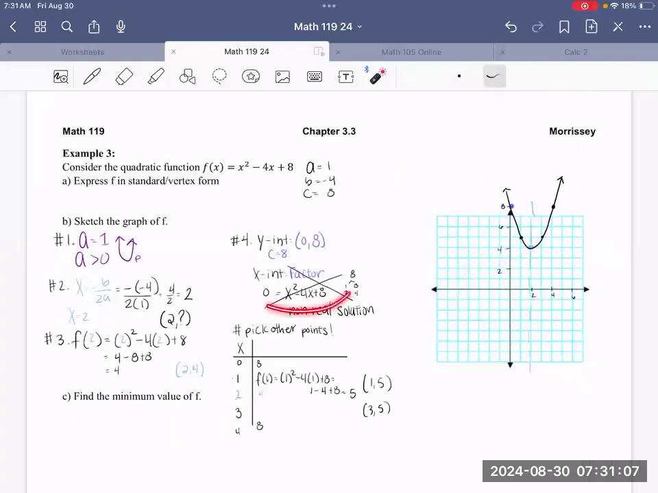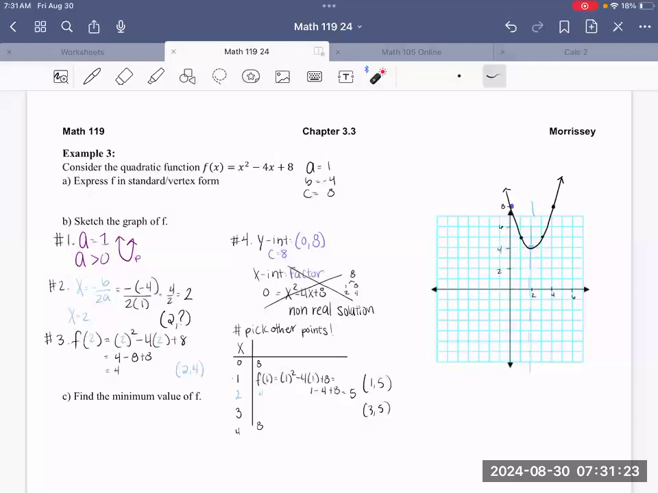So if you aren't able to factor, that just means that you can do one of two things. You could go ahead and solve it to find those x-intercepts, or based on the shape of your graph, you might not have an x-intercept.